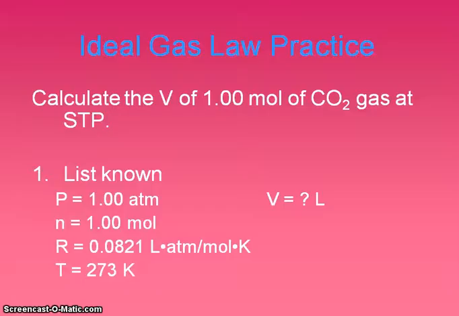So here's a calculation for the ideal gas law. It says to calculate the volume of 1 mole of CO2 gas at STP. Remember, STP is standard temperature and pressure. Our known information is that we're trying to find volume, which will be in liters. At STP, pressure is 1 atm and temperature is 273 Kelvin. Our moles was given as 1. Since I chose to use the pressure as 1 atm, I'm going to use the R value as 0.0821 liter atm per mole Kelvin.